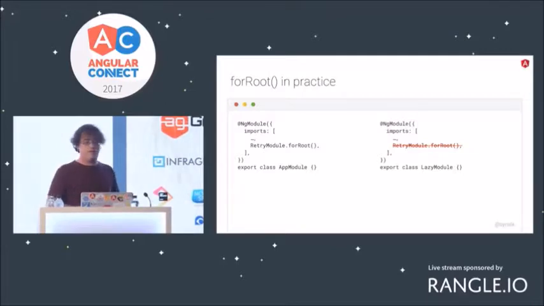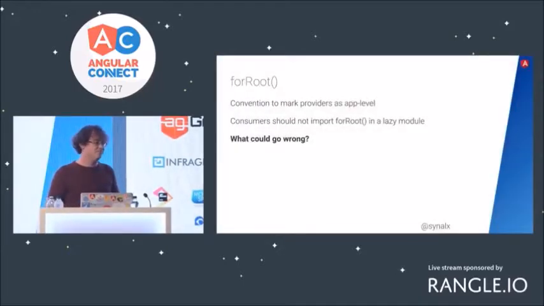And only imported forRoot in their application module and never wrote code like on the right, which is a completely safe assumption because developers always use APIs 100% of the time the way they're meant to be used, right? Everyone reads the documentation. What could possibly happen here?